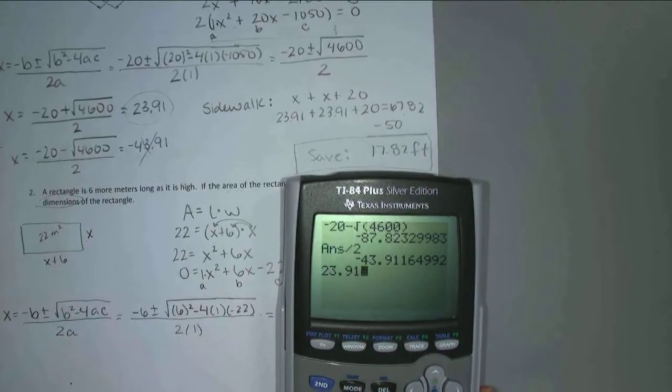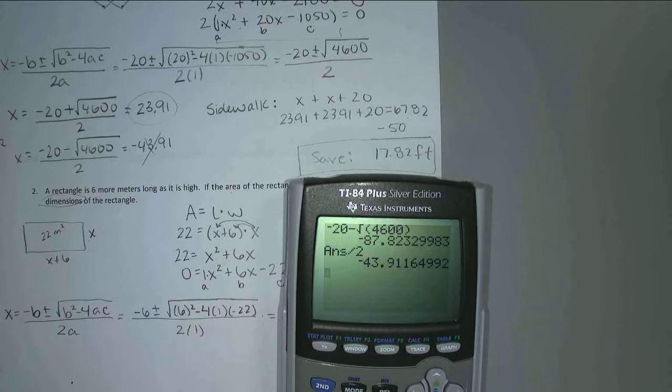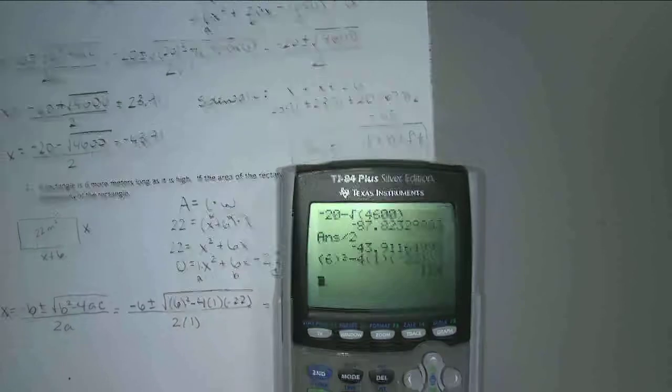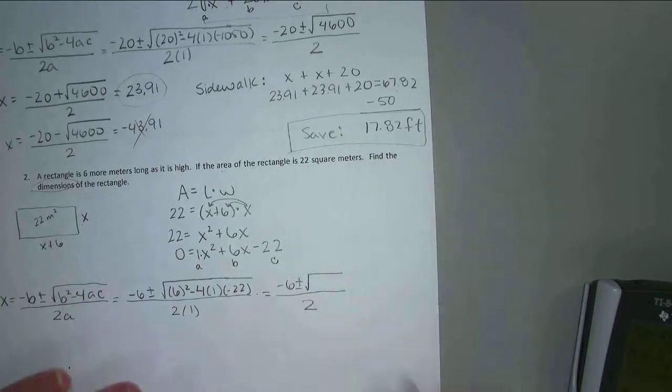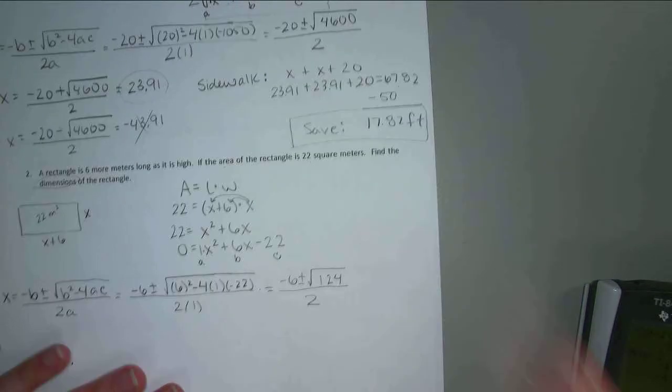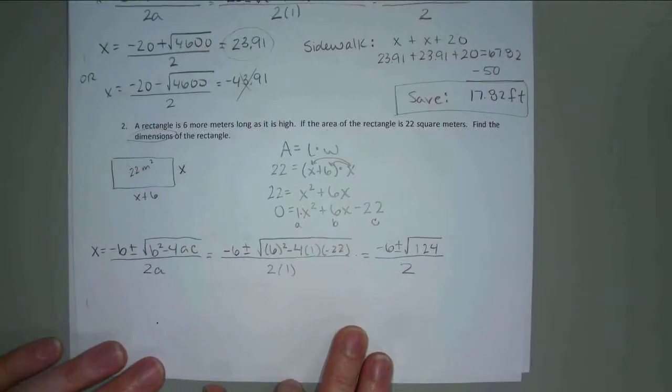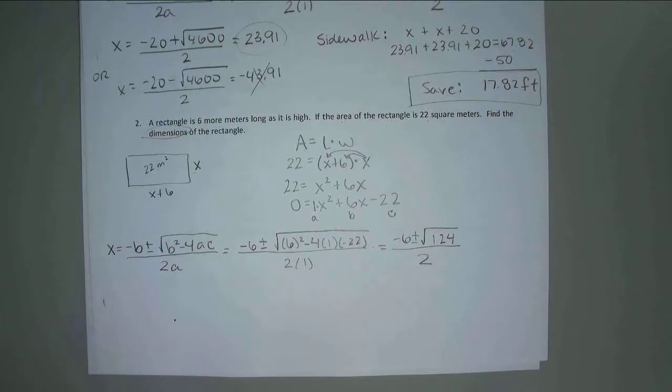Okay. I'm going to clear it out. So we have 6 squared minus 4 times 1 times negative 22. Do you get 124? Does that look okay? Okay. So we have the square root of 124. So for some reason on this problem, they don't say round to the nearest foot. They want the exact answer on this one. Okay? So when they say give me an exact answer, that means they want that radical broken down.